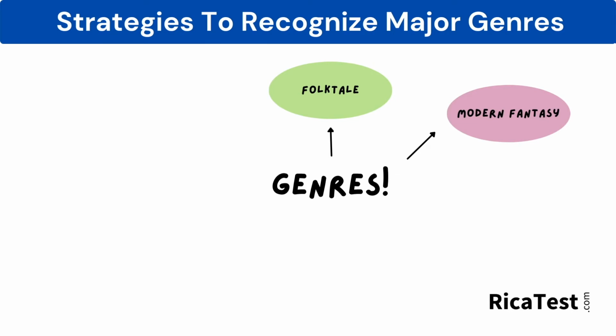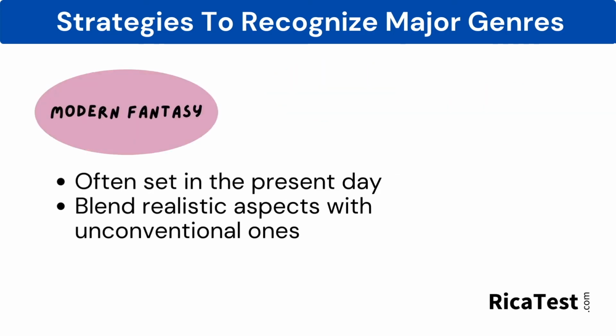Next, we have modern fantasy. In this genre, stories are often set in the present day or near present day, and they blend realistic aspects with unconventional ones. Examples of modern fantasy picture books include Where the Wild Things Are and Jumanji.